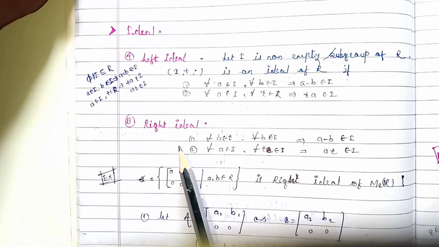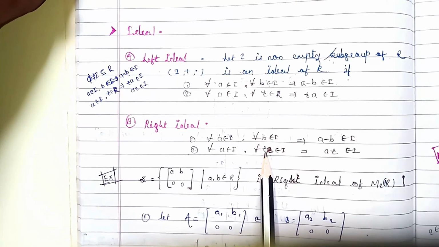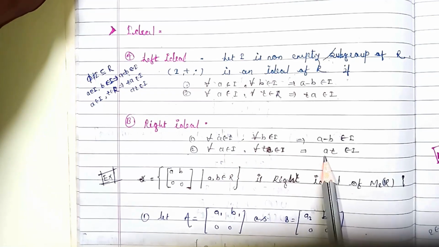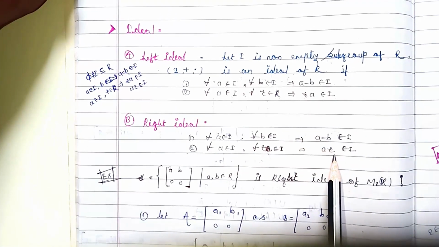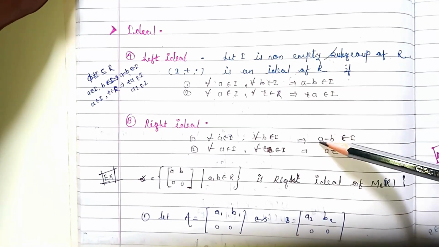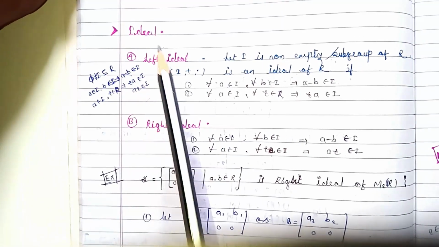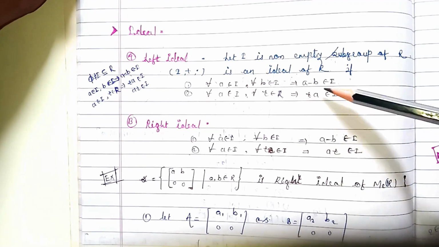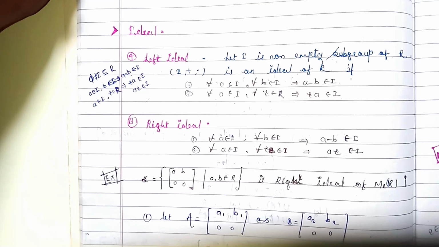For a right ideal, we have the same conditions, but only the second condition changes: for all a belongs to I and r belongs to R, a into r belongs to I. So a left ideal means r is on this side, and a right ideal means r is on this side. This is the only difference between a left ideal and a right ideal. If a ring has a left ideal and a right ideal, then we say that our ring has ideals. So these are the definitions of ideals, and they are quite easy.